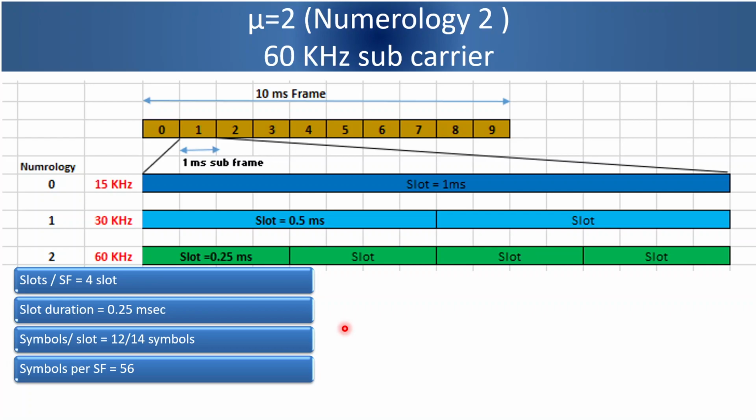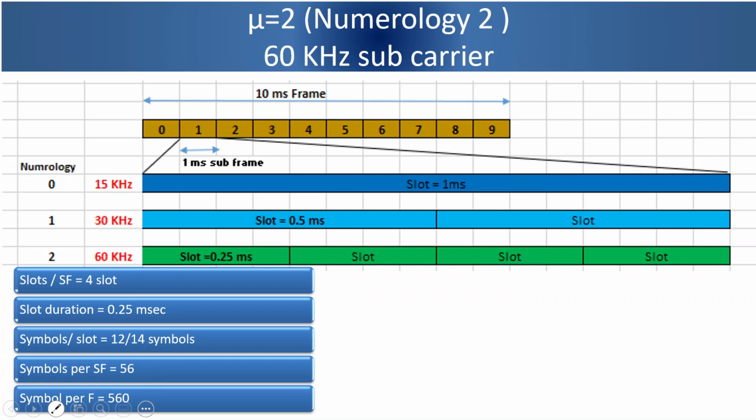Now how many symbols per subframe? 14 plus 14 plus 14 plus 14, that is 14 into 4 symbols in the 1 millisecond subframe. So it will be 56. And then how many symbols in the frame itself? It is 10 times 56, which is 560.